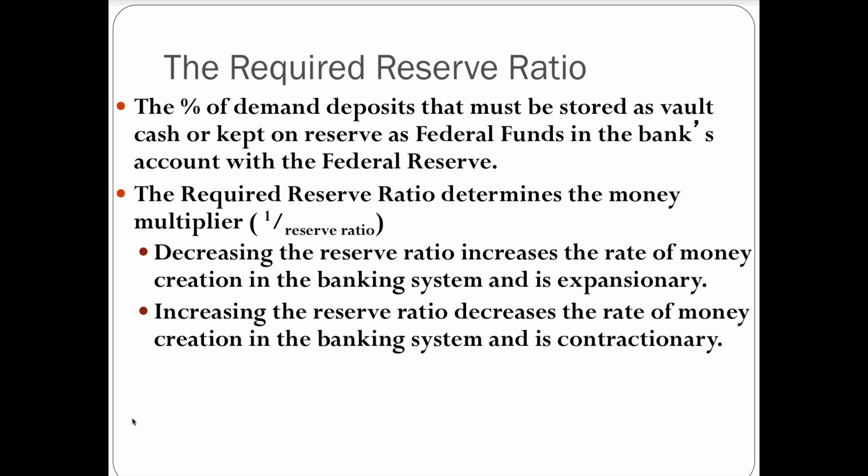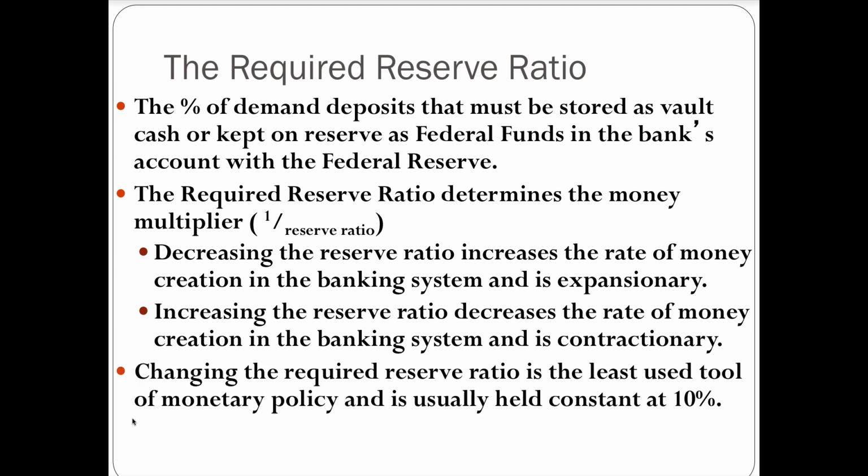It means banks have to hold more money, which means they can lend out less, which means excess reserves, of course, are going down. So this decreases the rate of money creation in the banking system and is contractionary. Changing the required reserve ratio is the least used tool of monetary policy, and it's usually held constant at around 10%.